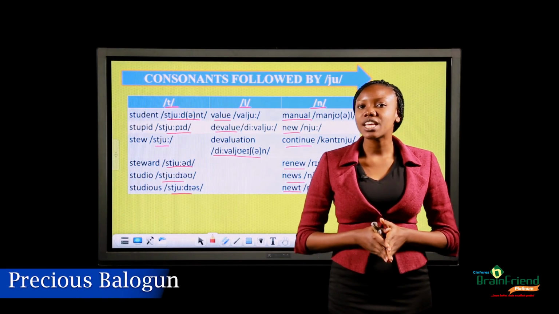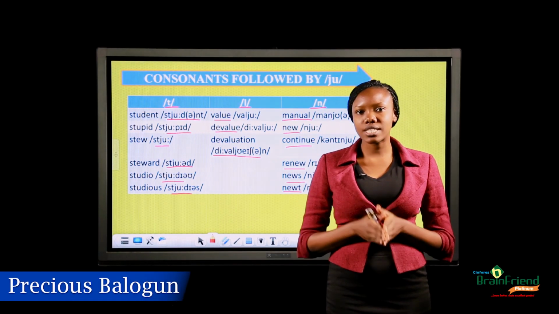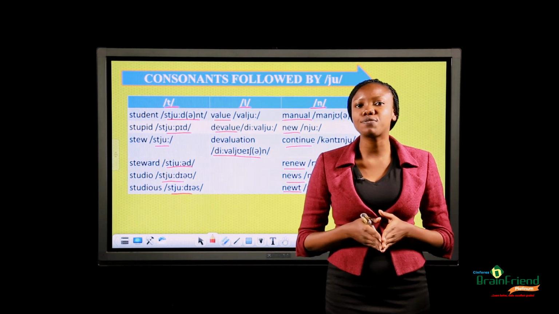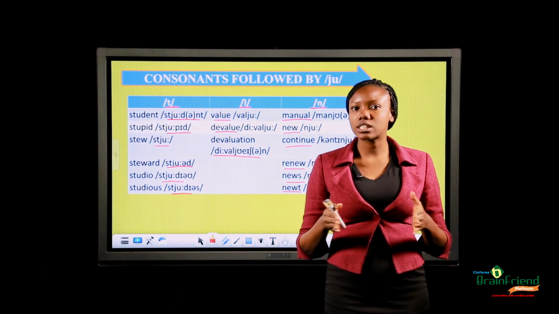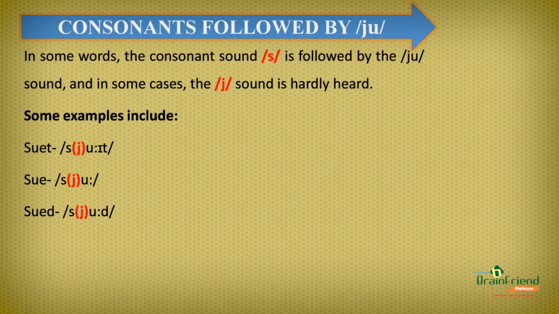Having seen all these, remember I mentioned that the s sound is also a consonant sound followed by the ju sound. Now, let's take a look at the s sound. In some words, the s sound is followed by the ju sound. And in some cases, we have the u sound as silent or it is hardly heard. Let's take a look at some examples. We have suit. Also, we have sue. And lastly, we have sued.